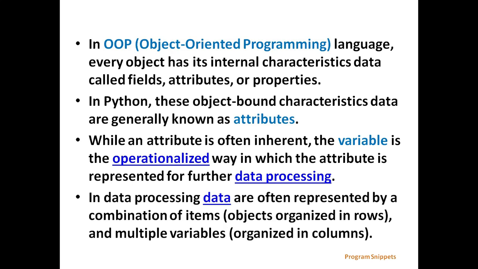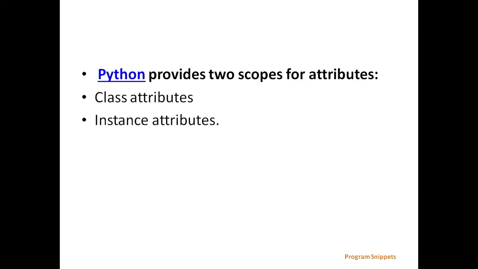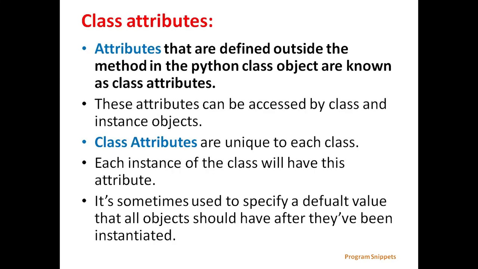In data processing, data are often represented by a combination of items, that is, objects organized in rows and multiple variables, that is, organized in columns. Python provides two scopes for attributes. One is class attribute and second is instance attribute. First we will see class attributes.